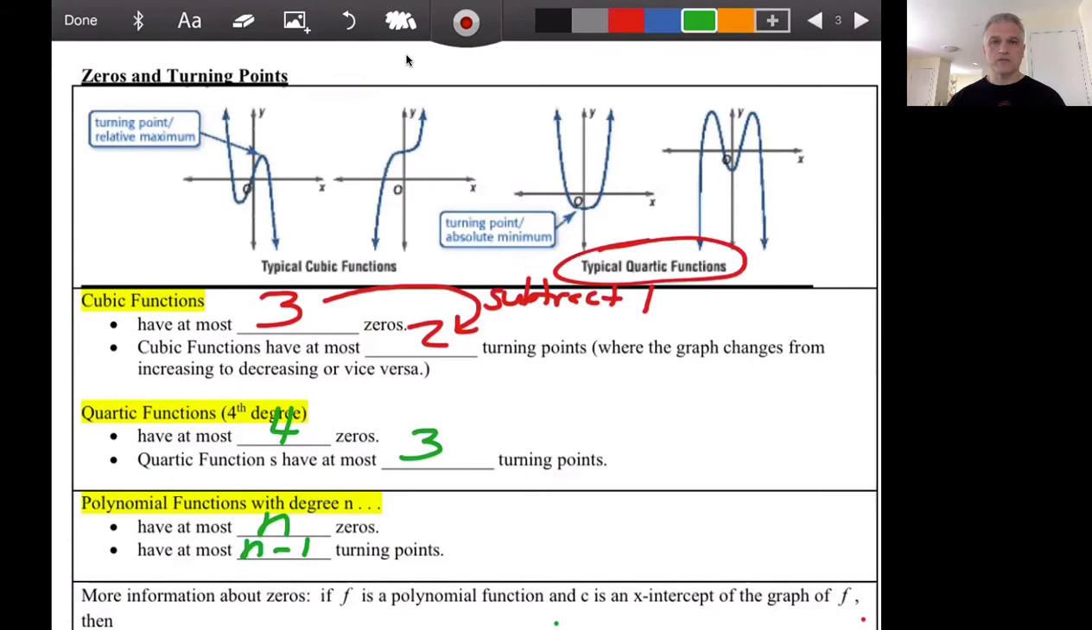I won't ask you to graph that. I don't want to graph that. My calculator doesn't want to graph that.